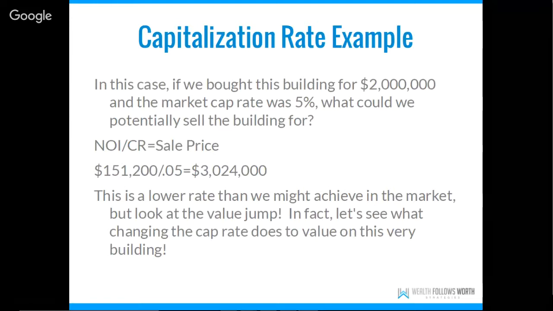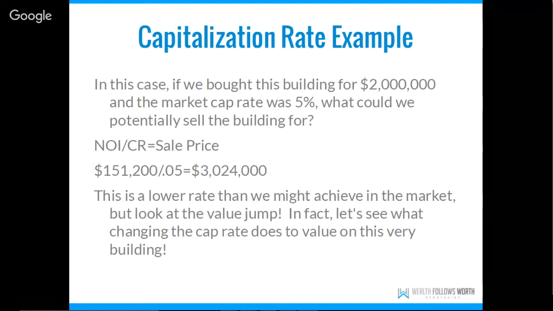So it jumped to $3,024,000. Amazing jump in value there, having done nothing to the building, but simply changing the cap rate. Now, this is a lower rate than my personal market right now. 5% is on the outside edge. We do 5% in some markets right now, in some places here, when buildings are brand new, for example, or there's some other extenuating circumstance. But this is a lower rate than we might achieve in the market. But look at the value jump.